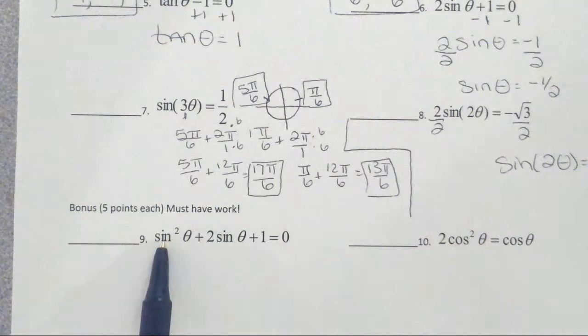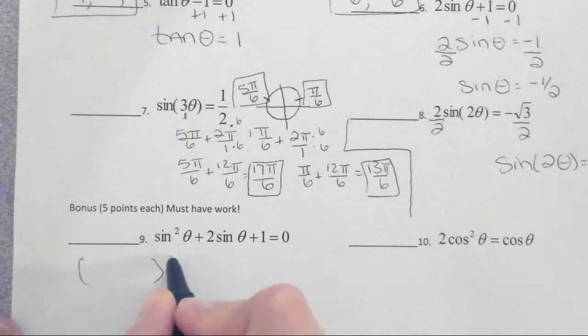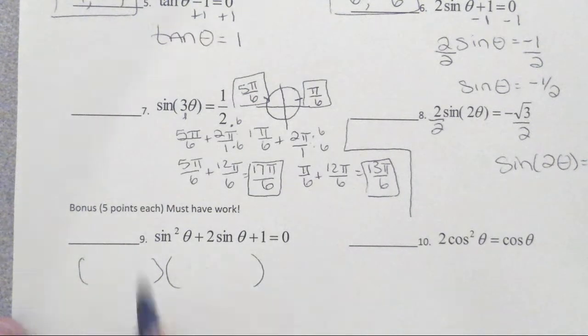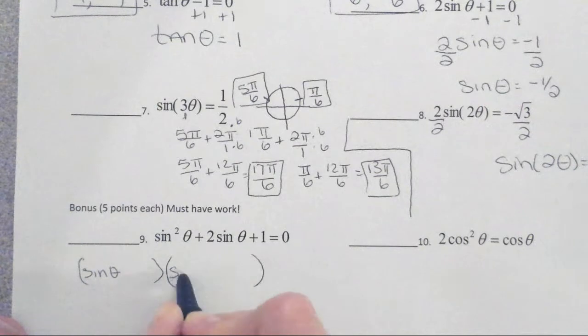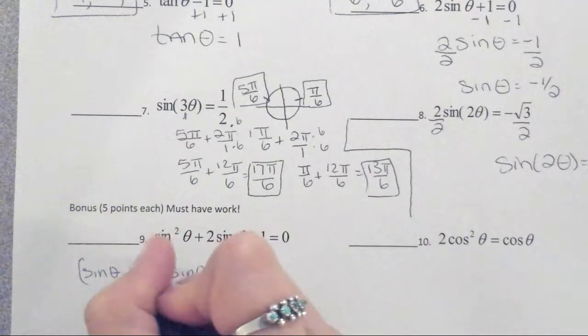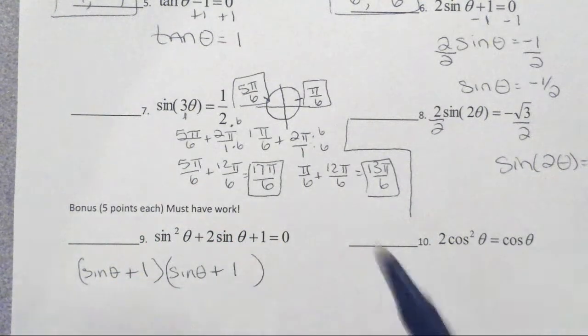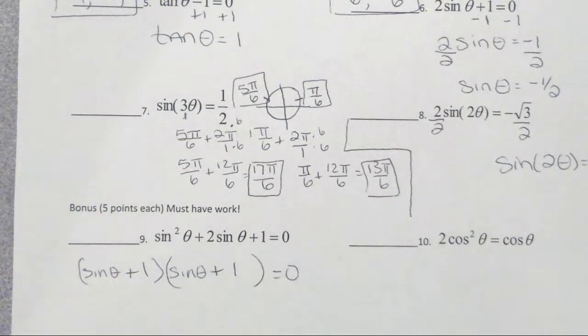The first one says sine squared theta plus 2 sine theta plus 1 equals 0. On a problem like this, we're going to factor. And I know to get a sine squared, I have to have a sine theta times a sine theta. And I know right here to get a plus 1, I'm going to have a 1 times a 1. So sine theta plus 1 times sine theta plus 1 equals 0. This is called factored form.